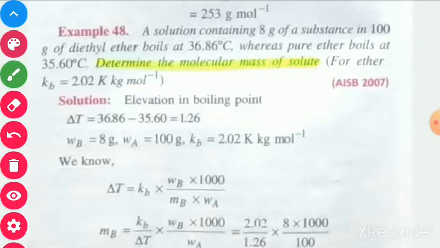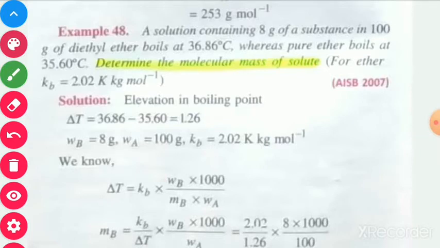Next question: a solution containing 8 gram of substance in 100 gram of diethyl ether boils at 36.86 degrees Celsius, whereas pure ether boils at 35.60 degrees Celsius. Determine the molecular mass of solute. For ether, Kb is equal to 2.02 Kelvin kg per mole. Here solute is 8 gram, solvent is 100 gram, which is diethyl ether.